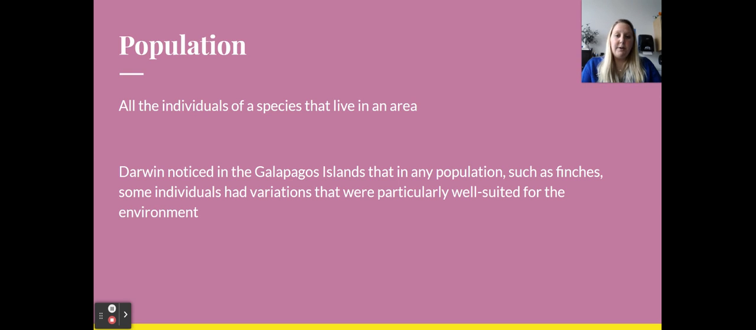Darwin noticed that the Galapagos finches on the Galapagos Islands had some individuals with variations that were particularly well suited for their environment, though they still looked like they were of the same population. He noticed short-beaked finches for those that were insect eaters to large-beaked finches for those that needed to crack open seeds. All of these are populations, and these populations were defined by their island.